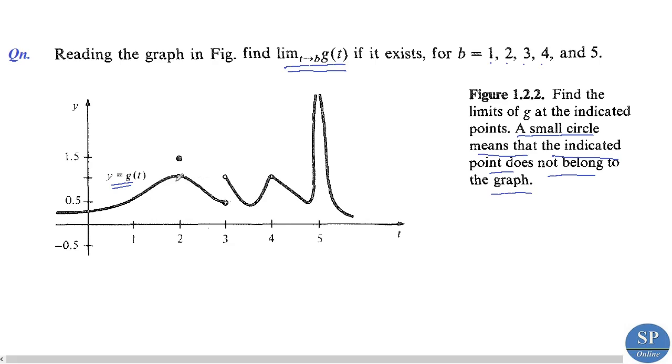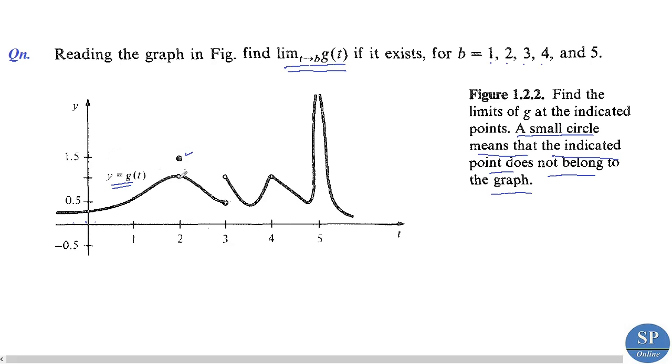That means we can find a small circle here, and here, so these points do not belong to the graph. From this graph we can see that the function is defined at these points, and this is the function value. What about 2? At the point 2, the function value is this, that is 1.5.